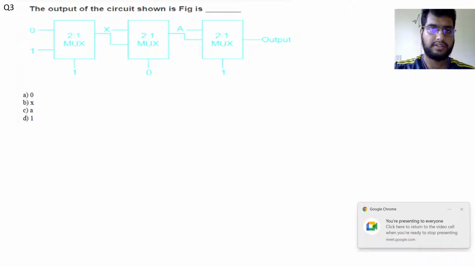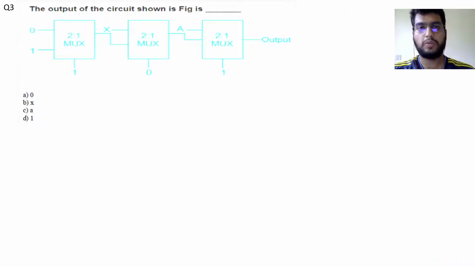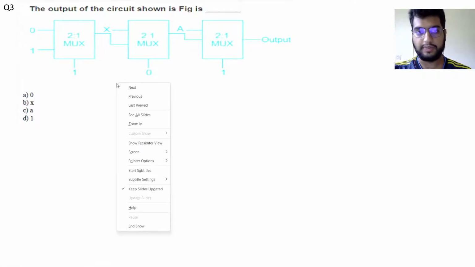Question number 3 asks us to find the output of the circuit shown in the figure. Here we have a 2:1 mux whose output is connected to an input line of another 2:1 mux, whose output is again connected to an input line of another 2:1 mux, and we are required to find the output. These are the select lines whose values are given.